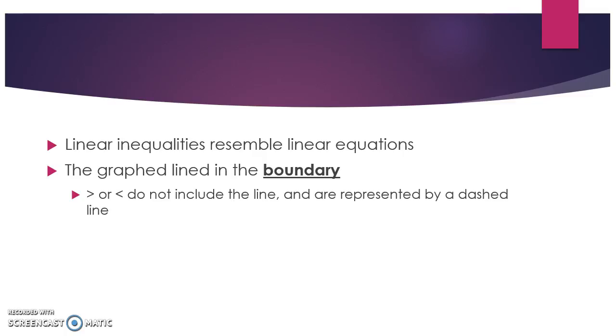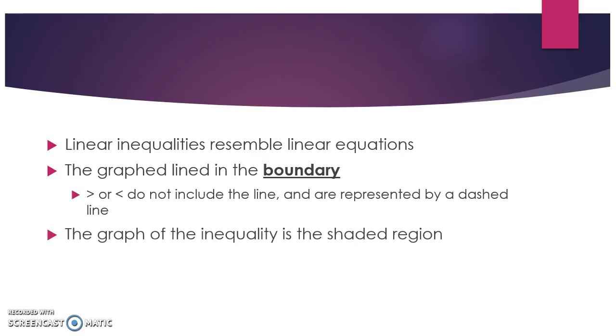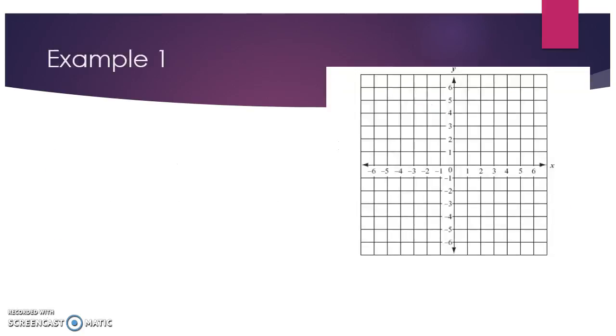If you use a greater than or equal to or less than or equal to, we represent that with a solid line. The graph of the inequality is the shaded region on your graph, which means all numbers that satisfy your inequality are going to be in the shaded part of your graph. So here's our first example.